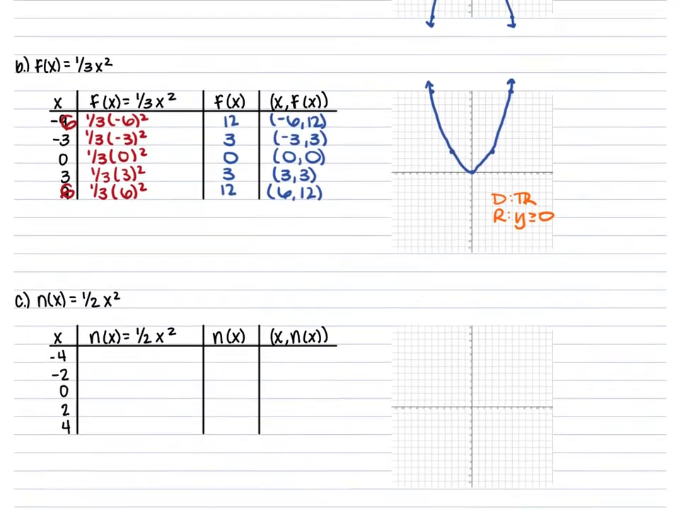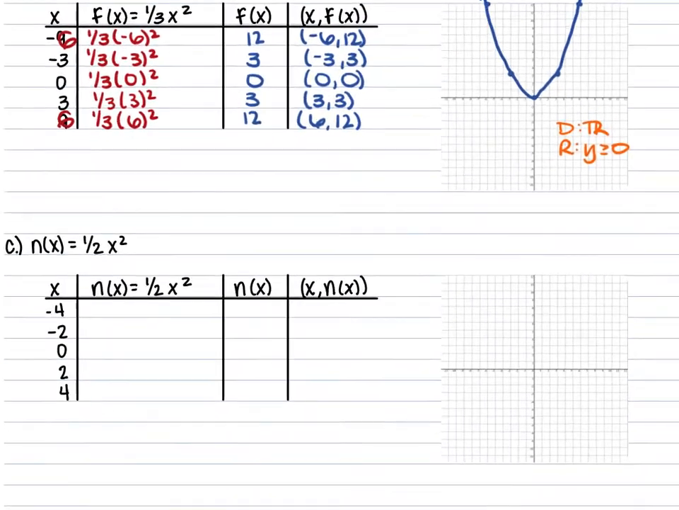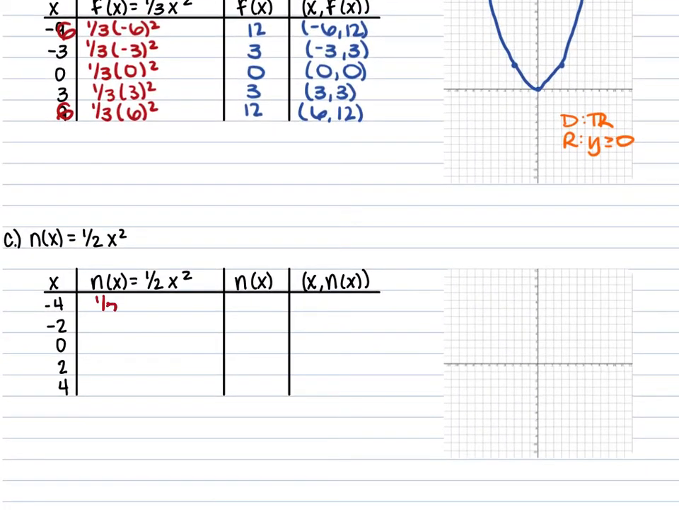For example C, we're given n of x is equal to 1/2 x squared. We see that our denominator in that fraction is 2, so I want multiples of 2 that I'm going to plug in for x. If I plug in a negative 4, a negative 2, 0, 2, and 4, we're going to have 1/2 times negative 4 squared, 1/2 times negative 2 squared, 1/2 times 0 squared, 1/2 times 2 squared, and 1/2 times 4 squared.